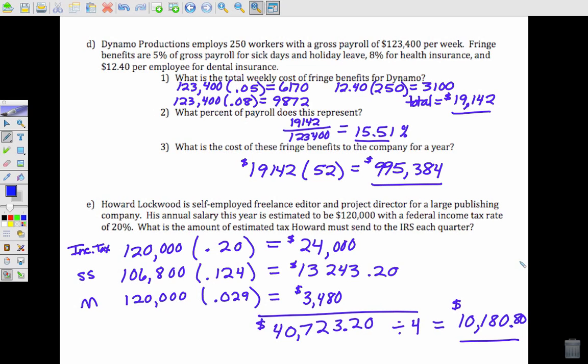All right, this concludes our information from section 3 in chapter 9. You are now ready to do your practice problems and your Cengage assignment.